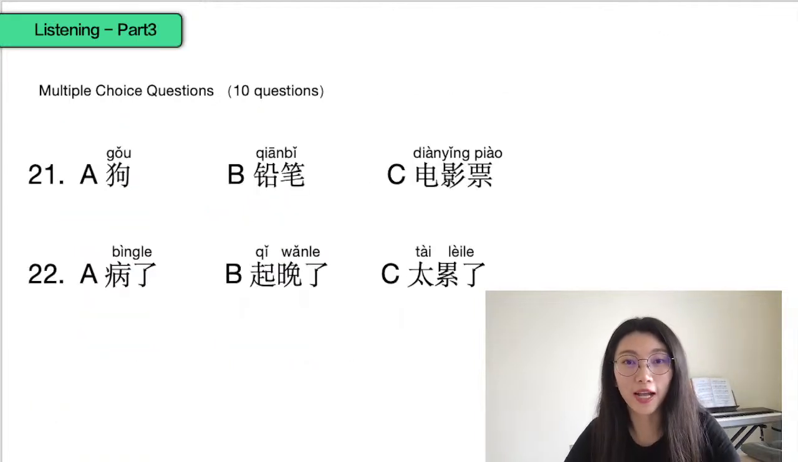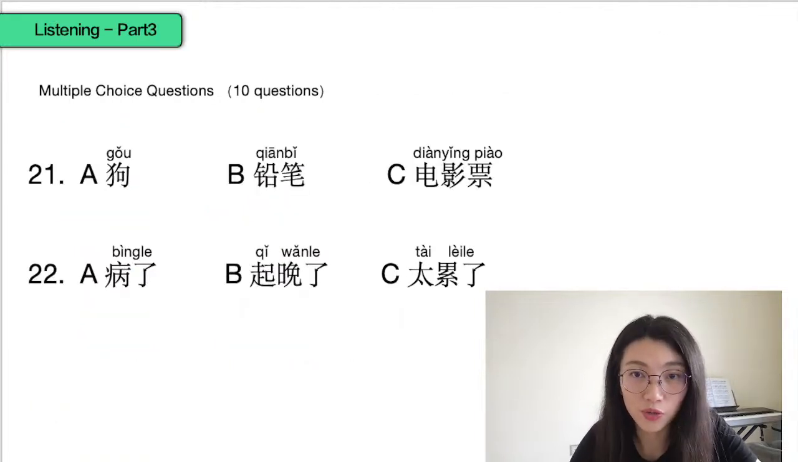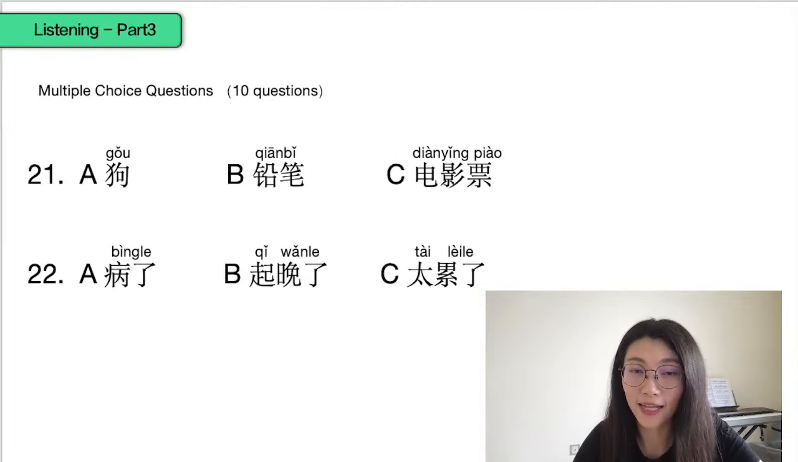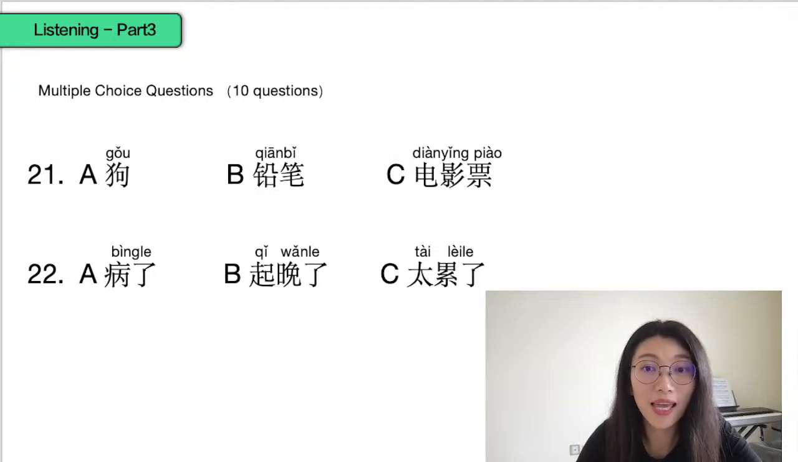Let's go to part three. Part three is a multiple choice question. It has 10 questions in total. Before we start, let's look at the options. 21, A 狗, B 铅笔, C 电影票. 铅笔, pencil. 电影, we know that it's movie, so the movie tickets. 好, 22 病了.